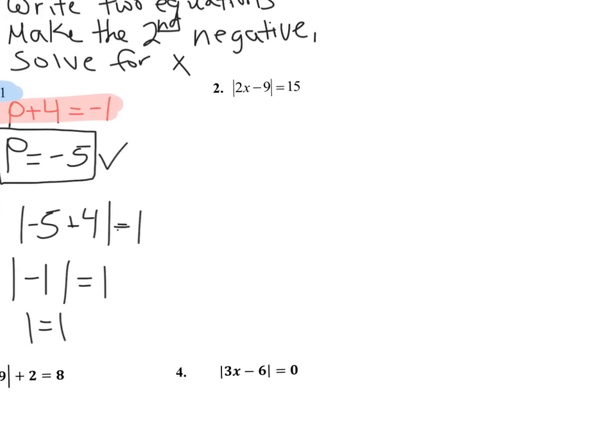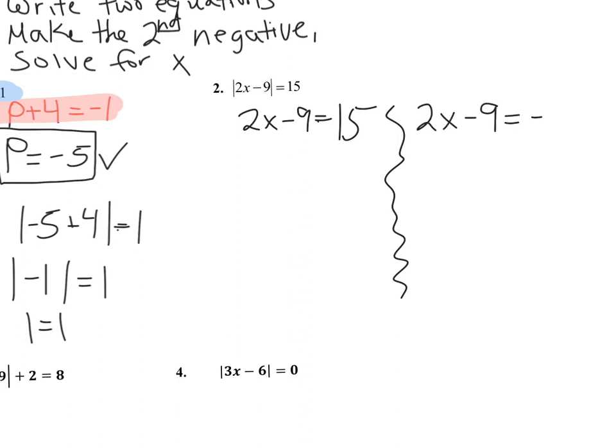Let's go ahead and take a look at the next one, okay? Same process. So we see whether or not it's isolated. It is, so we're going to split it down the middle, and we write our first equation as is. But then we take the second one and we make it negative. Alrighty, now let's go ahead and solve for x.